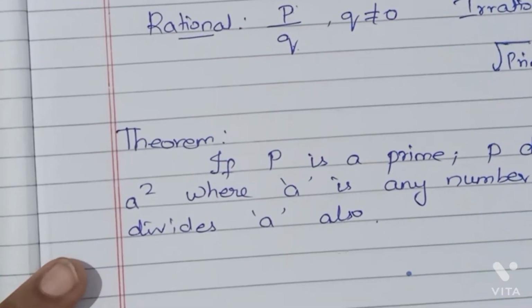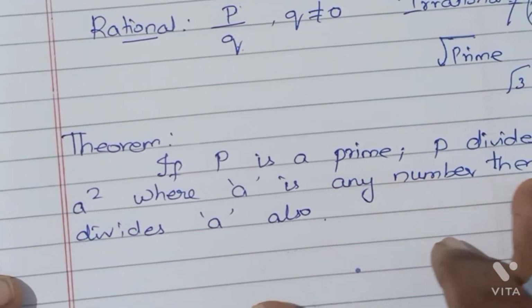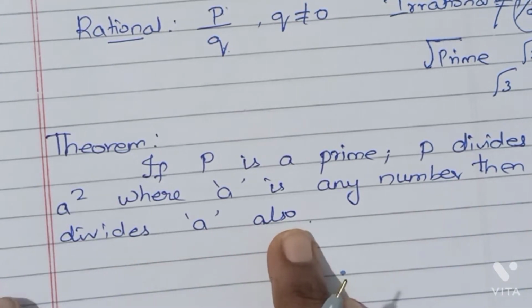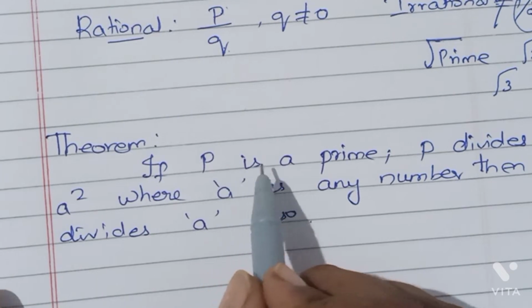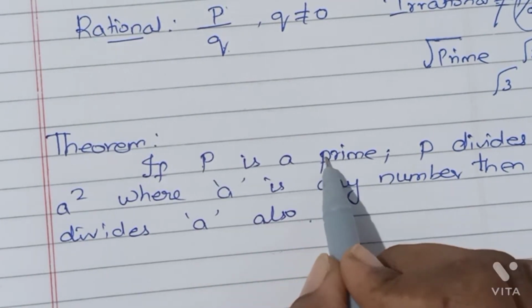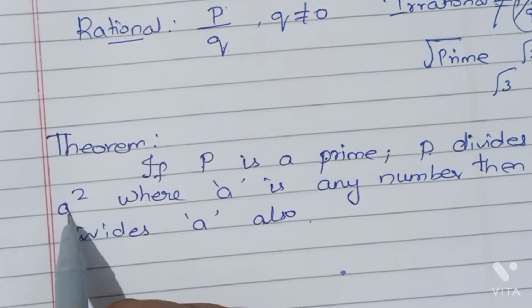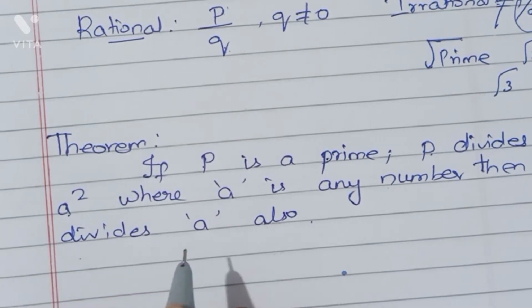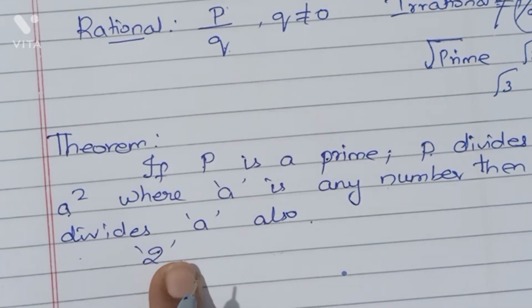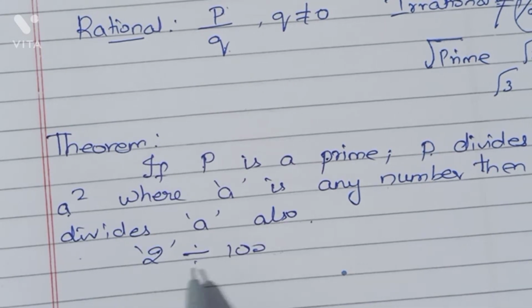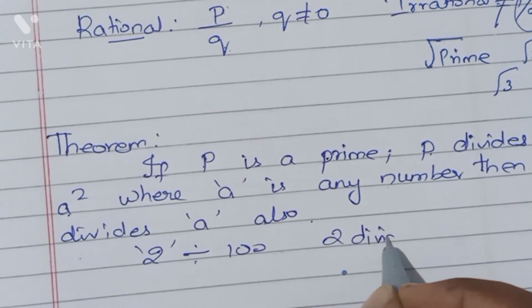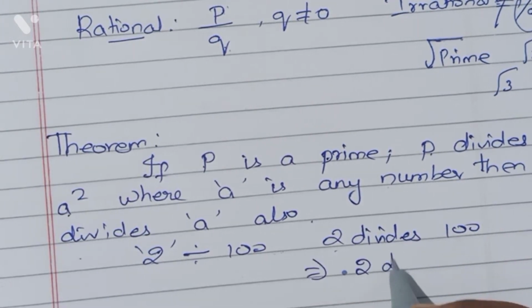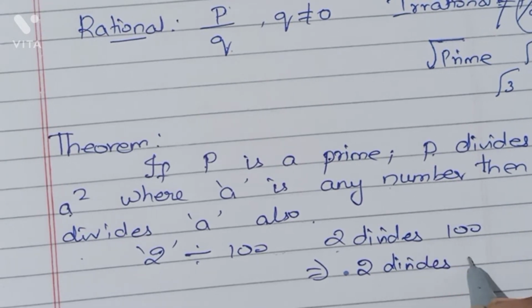Now we are going to see the theorem. If p is a prime and p divides a square, where a is any number, then p divides a also. Here, if p is a prime number and it divides a square, then p divides a also. For example, consider the prime number 2. This 2 divides 100, so 2 divides the square root of 100, which is nothing but 10.